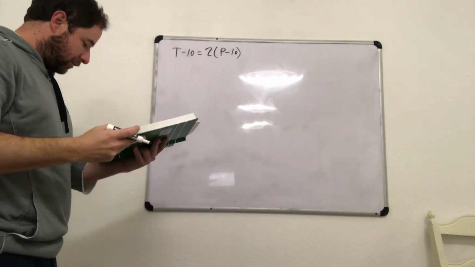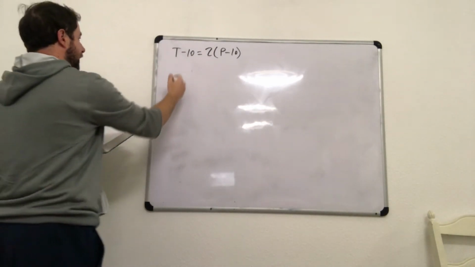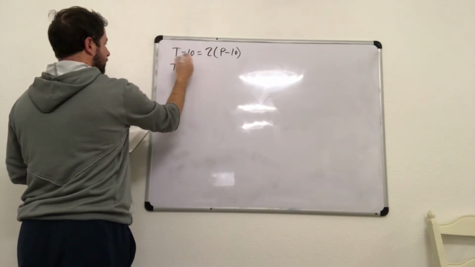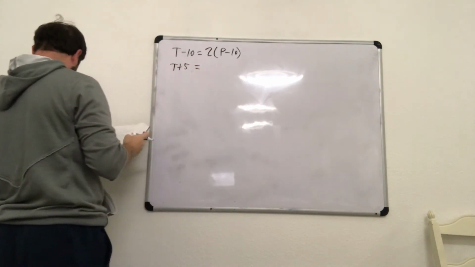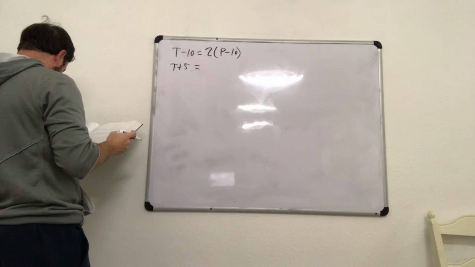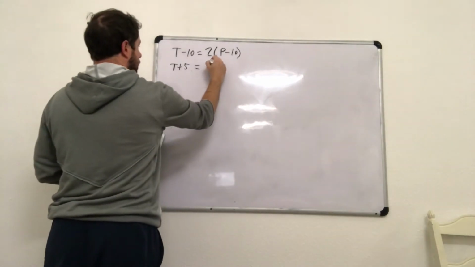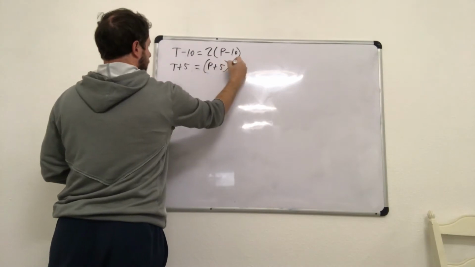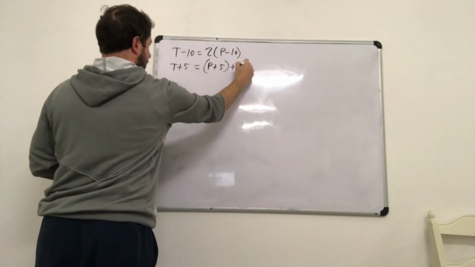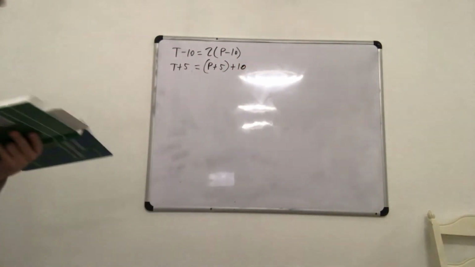5 years from now, Thomas will be 10 years older than Patricia. So 5 years from now, it's t plus 5. Thomas will be 10 years older than Patricia, so p plus 5 plus 10. That's how he's going to be 10 years older. How old are both people now?